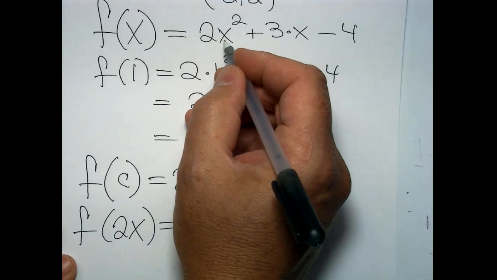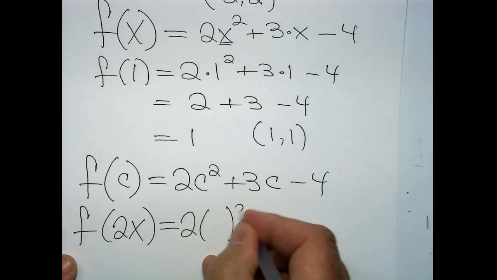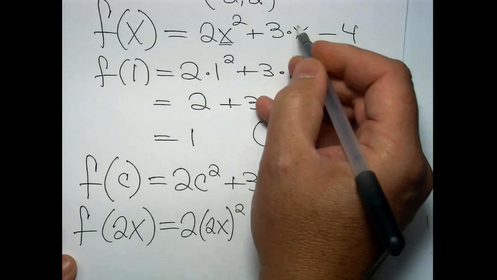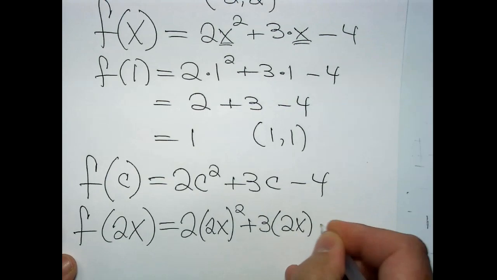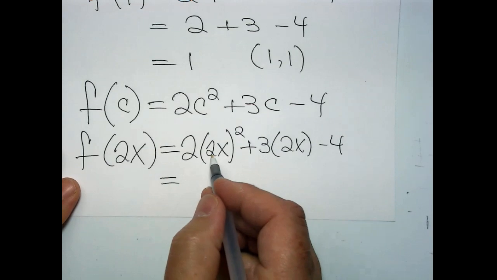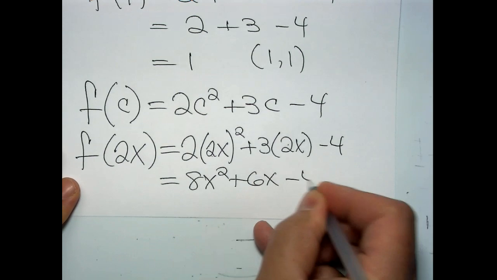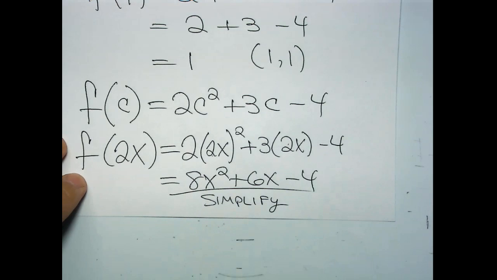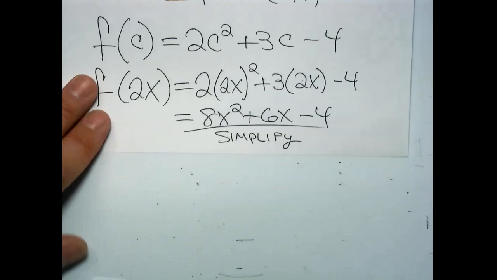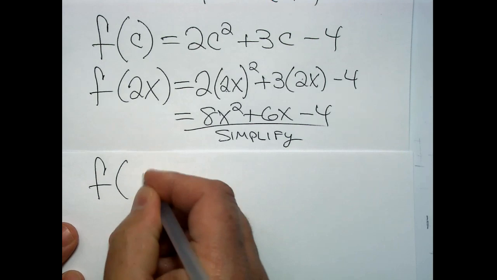So I'm under obligation to replace this letter x with 2x. Put a 2x in for that. This letter x gets replaced with 2x. Now I do want you to simplify. This is 4 times 2, 8x squared. This is 3 times 2, 6x minus 4. Really, you do need to simplify your result. So it is interesting that you can plug all sorts of interesting things into your function, even stuff like that.